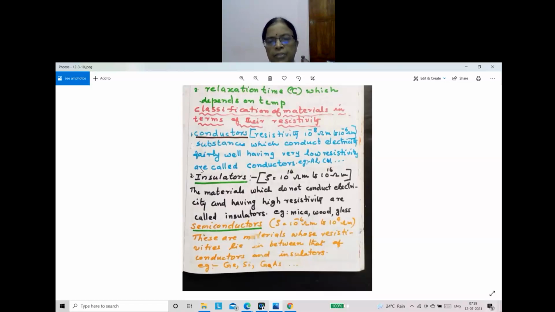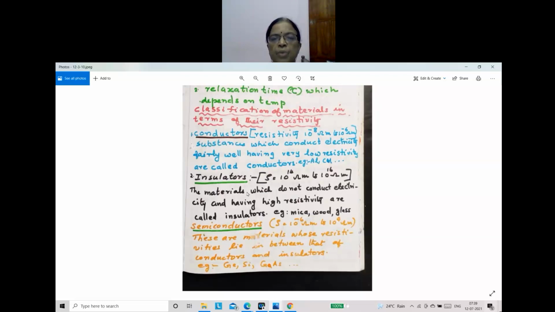We know which has less resistance among these three: conductor, insulator, semiconductor. Less resistance is conductor. So, high resistance will be for which one? Insulator. Yes, insulator will have high resistance. High resistance material will have high resistivity also. Rho equal to RA by L. So, resistance more, resistivity more. Resistivity is directly proportional to resistance.